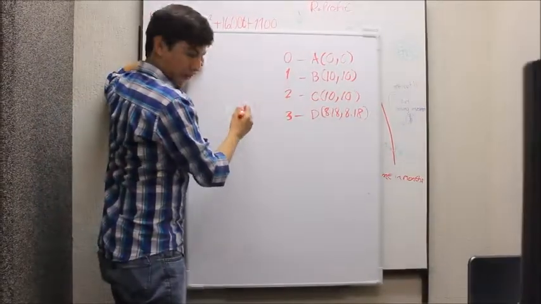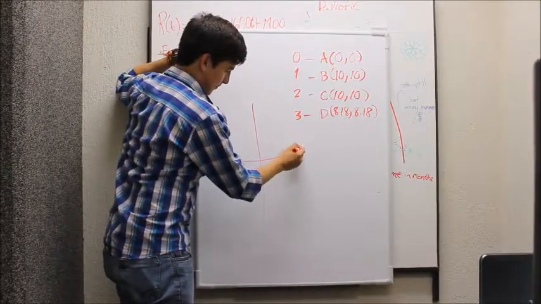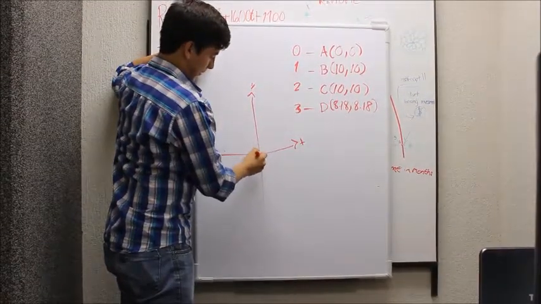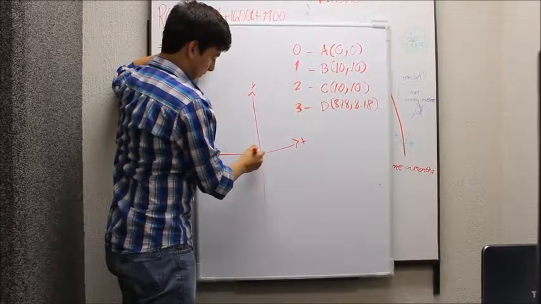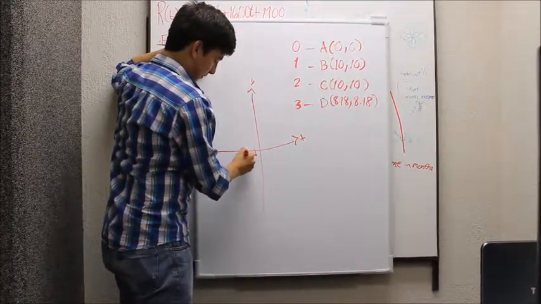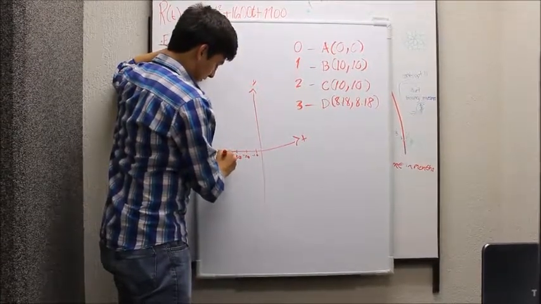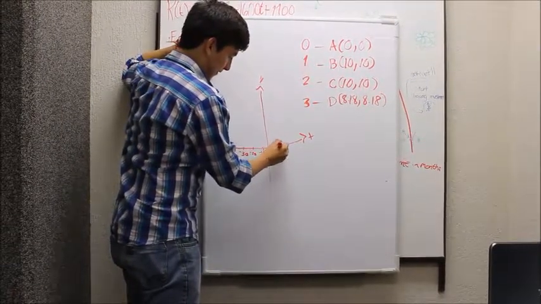So now we're going to draw the y-axis and the x-axis. Then we're going to mark values of 10, 0, minus 10, minus 20, minus 30, minus 40, and like that.